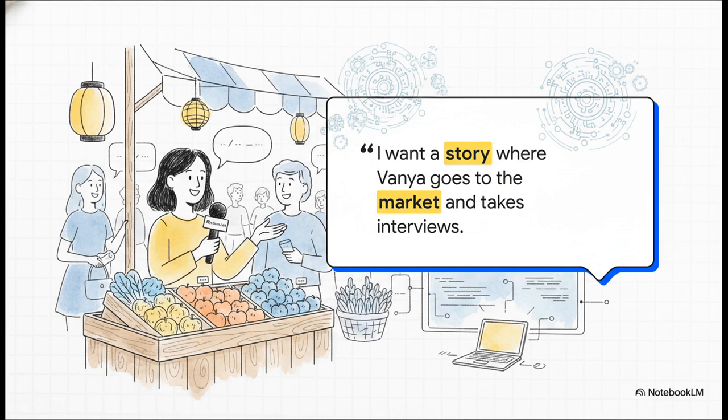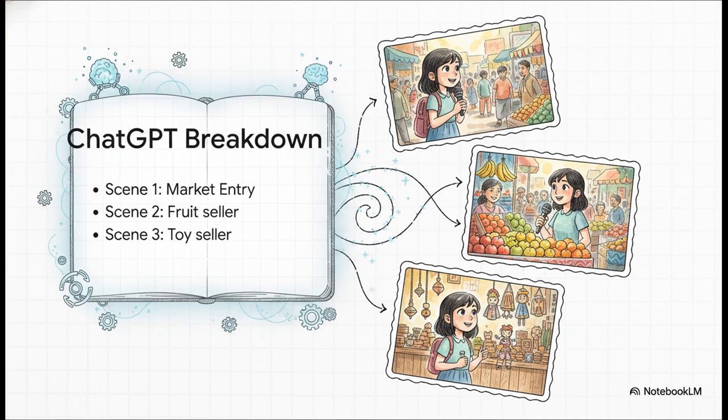This is absolutely brilliant because it gives ChatGPT incredibly clear instructions about the main character, the setting, and exactly what kind of output we need. Literally within seconds, ChatGPT perfectly structures the output. It doesn't just hand you a giant unreadable block of text, it breaks the whole thing down into 3 distinct, super manageable scenes. Scene 1 is the market entry, Scene 2 is a chat with the fruit seller, Scene 3 is a talk with the toy seller.